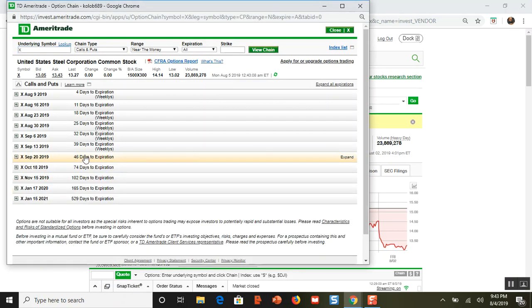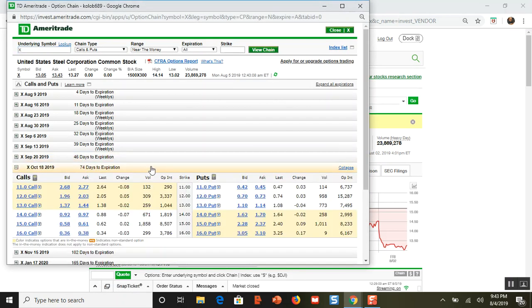Let's say I pick an option 74 days out, and let's say I buy this $13 call. It's going to cost me, the bid is $137, the ask is $144, so let's say $140. Let's say I buy this call, and then the price of steel goes all the way down to $5 a share. Of course it's not going to do that, at least I hope not, but let's say it does. Now, if you bought 100 shares of steel, then you would lose $8.27 a share. You'd be down $827. But if you buy a call, then you're going to lose $140.